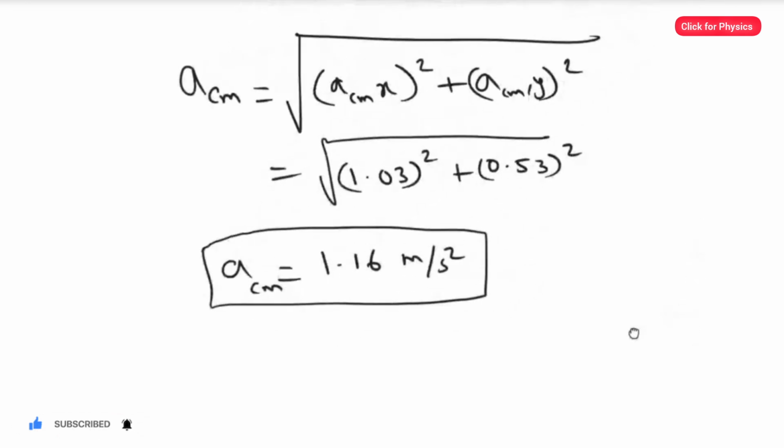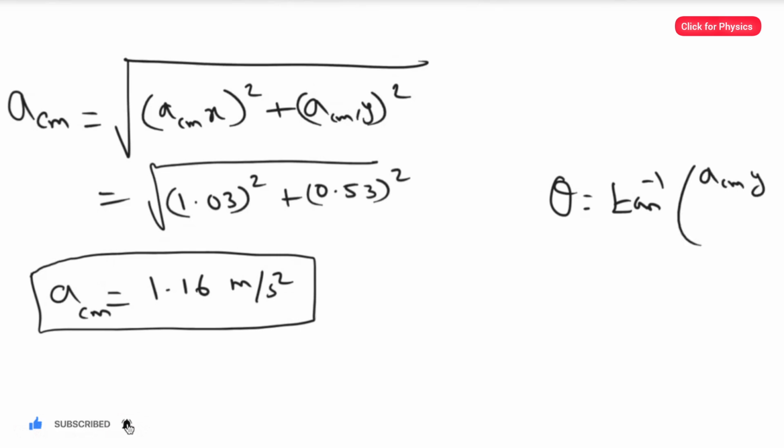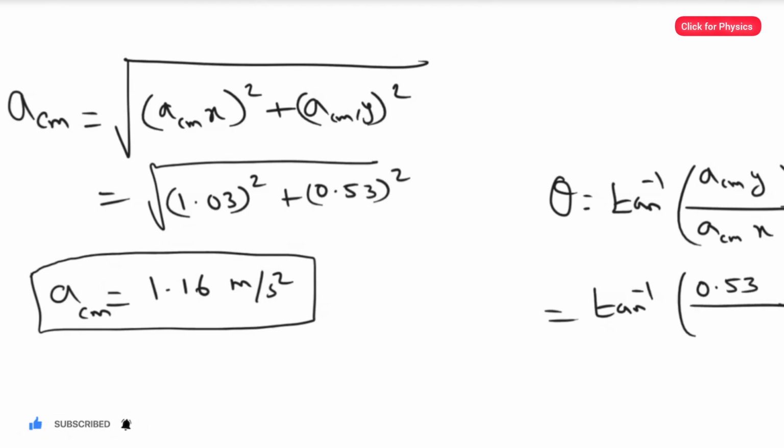For finding the direction, it's very easy because we already studied the formula in chapter number 3 vector. Theta is equal to tan inverse of the acceleration center of mass y component divided by the acceleration of the center of mass x component. So I have to substitute the value here. Therefore, tan inverse, the acceleration center of mass y component is 0.53, divided by the x component of the acceleration center of mass, which is 1.03.